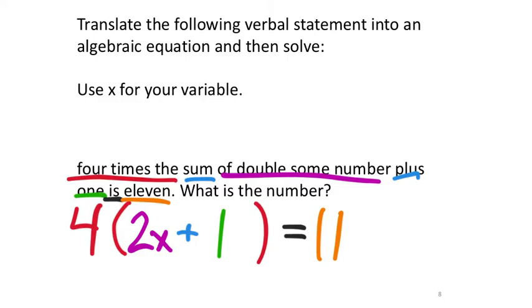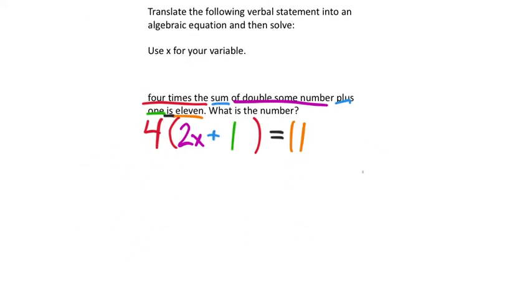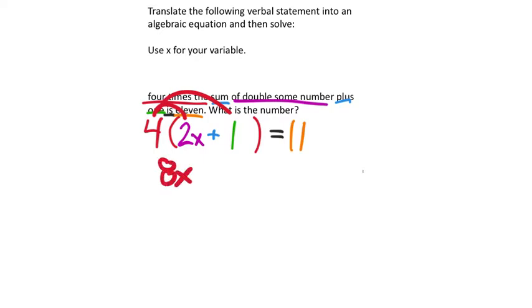All right, so this one has some distribution for us, no problem. We can work with distribution by distributing this 4 into the parentheses. 4 groups of 2 x's would be 8 x's. And then 4 groups of 1 would be 4, positive 4, by the way. So this still equals 11. All right, so we're down to a 2-step equation. Our x's are all on the left, so I don't want that plus 4 with it. So I'm going to zero that out by subtracting 4 from both sides.